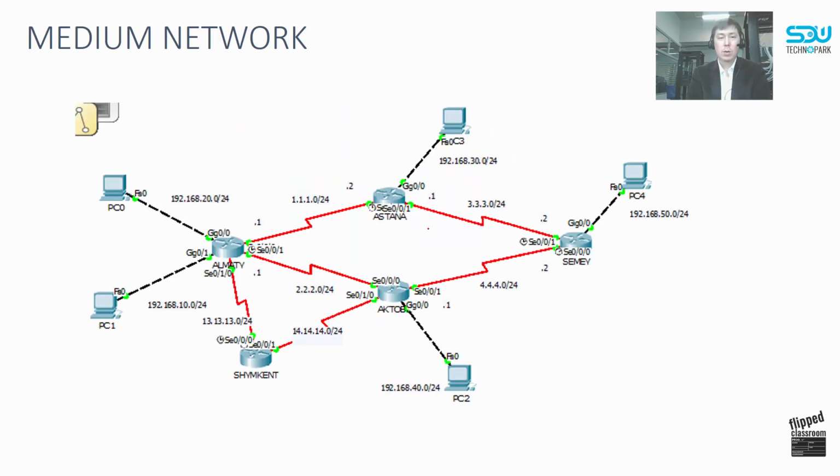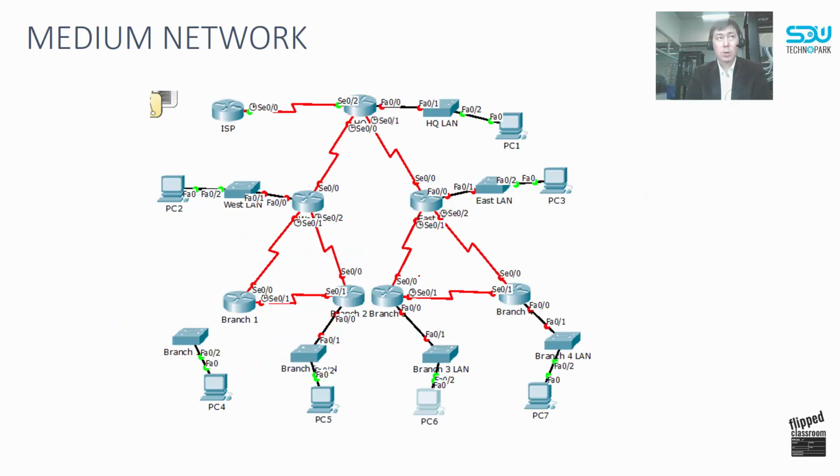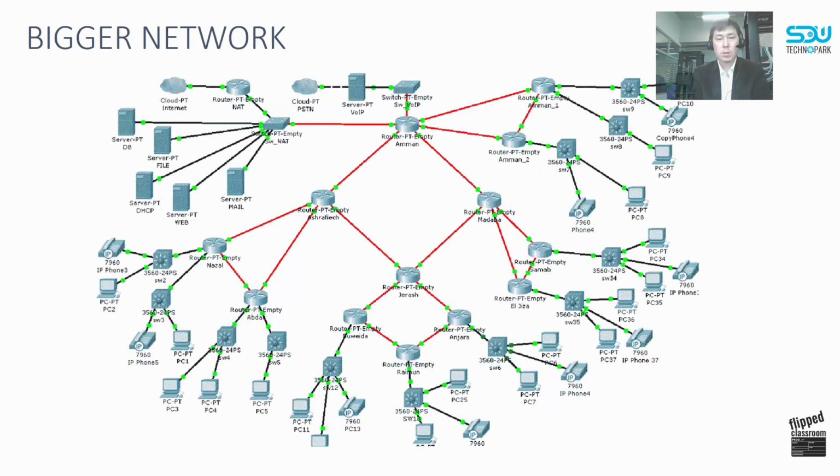And let's take a look at a medium-sized network. In this network we have the Almaty router, which is connected to these 5 networks, but the Almaty router doesn't know about this network, that network, and so on. And you see that when our network is growing, our responsibility for configuring the static routing is also growing. And this is a little bit bigger network, so when your network is growing, your job is also growing.